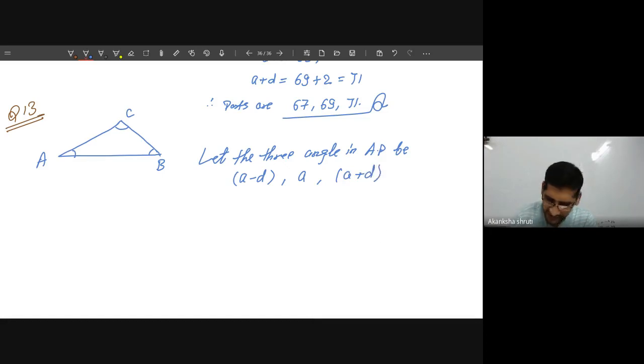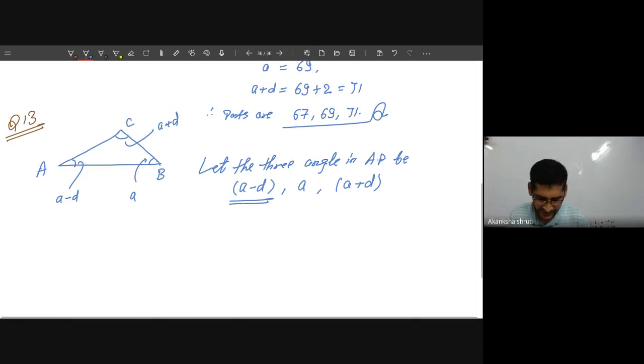These are the angles. So this is the smallest one, which is representing A minus D. This is the medium size, so it is like A. This is the largest one, it is like A plus D. Okay? Means they are increasing.